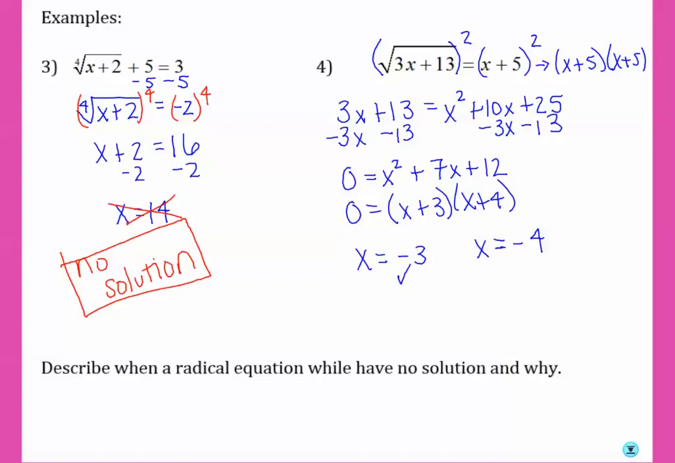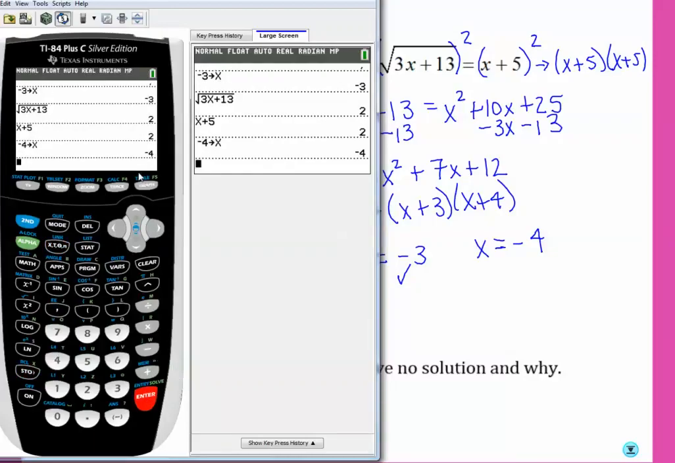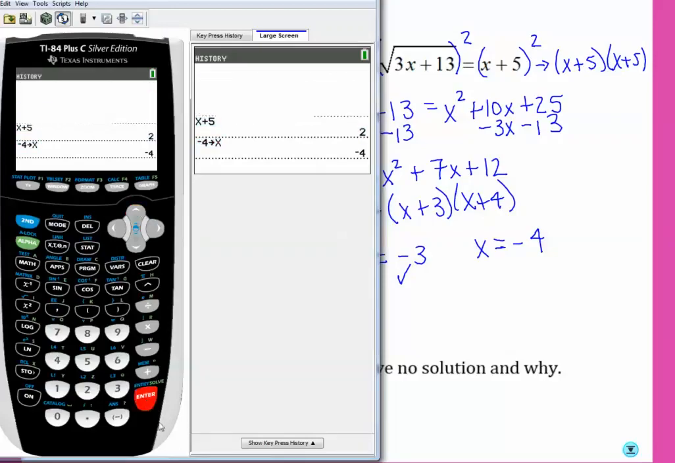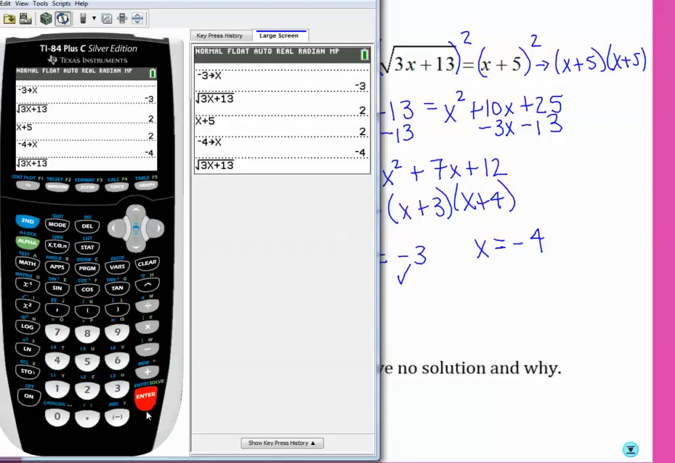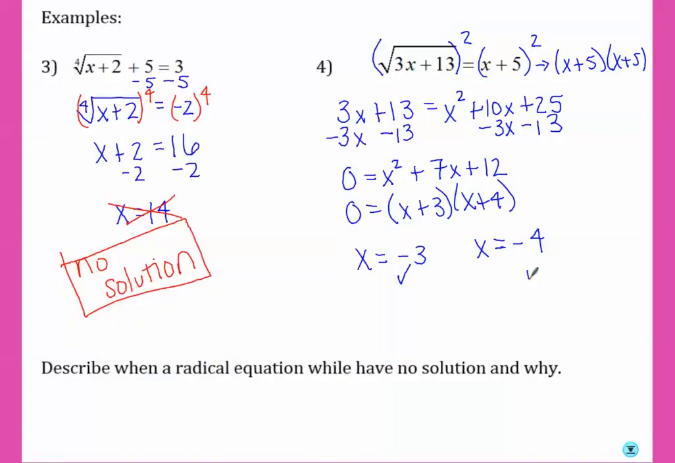So this one works. Now, just because this one works does not mean this one isn't going to work. When you get two solutions, both of them could work, one of them could work, or neither of them could work. So you need to check both. So we're going to store negative 4 for the x. I'm going to copy and paste my previous expressions. So there's the left side of the equation, and that gives us 1, and is x plus 5 also 1? Yes, so in this case, they both worked.